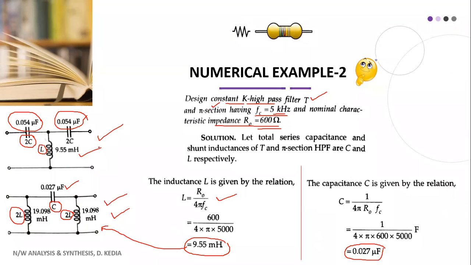That's it. Just after understanding the concept, it is a very, very simple job to design the T section or pi section high pass filter. So students, with this, we have completed the designing and the analysis part of the constant K low pass filter and constant K high pass filter. In the next class, we will talk about the band pass filter and the band stop filter of the type constant K. Okay.